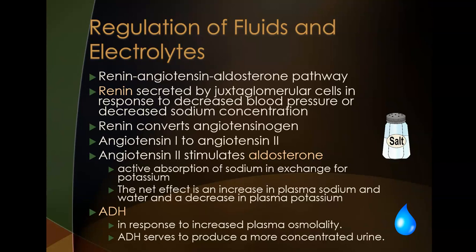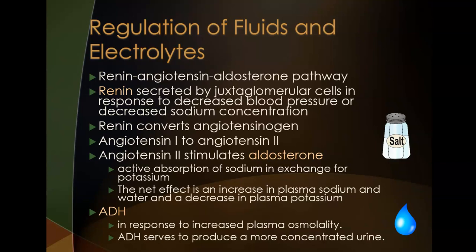Angiotensinogen is always present in the blood. The liver makes it, and because it's the "ogen" word, that means it's the preform. It's inactive, waiting to be activated. So renin activates it, and it becomes angiotensin 1, and then angiotensin 1 is converted to angiotensin 2.